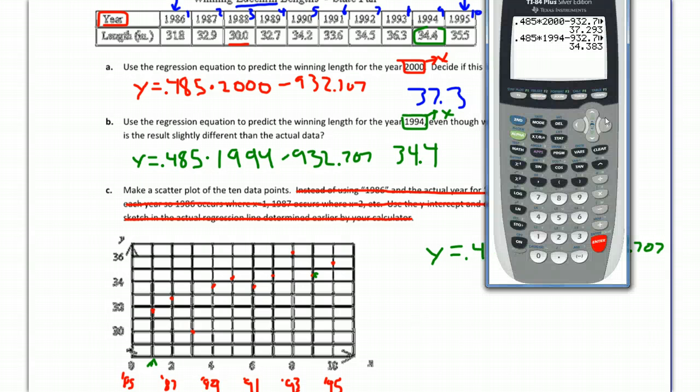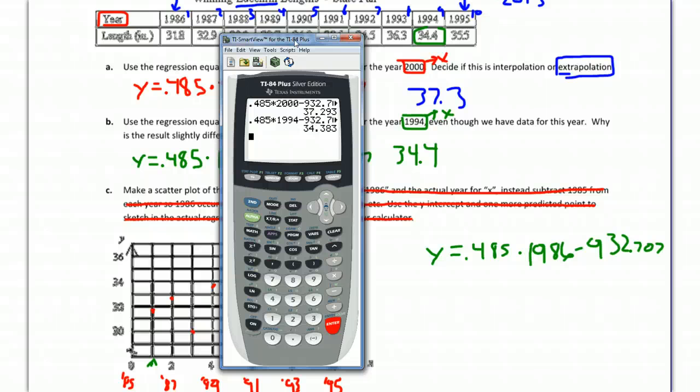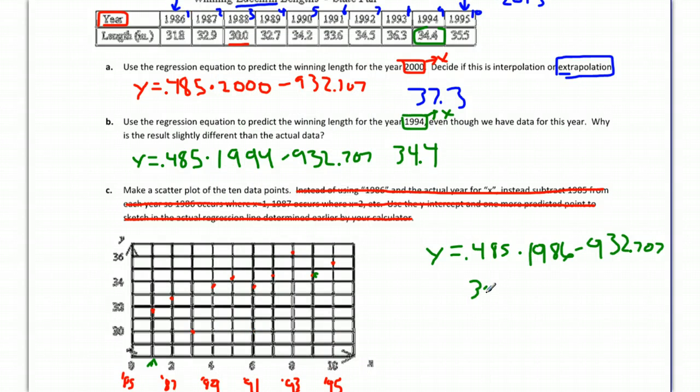We plug it into our calculator. 0.485 times 1986 minus 932.707. We end up getting 30.5 for y. So the y comes out to be 30.5. So go up to 30 and a half, and we're going to get it right there.